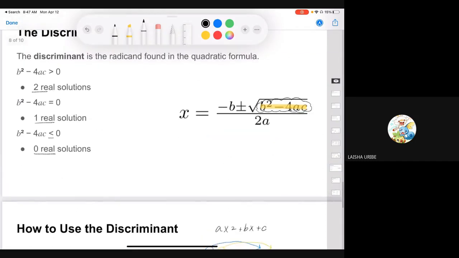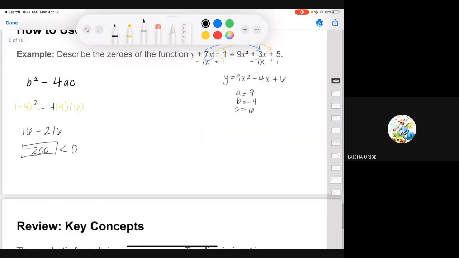What I'll see here is if my answer is less than 0, then I have 0 real solutions. So that means if I were to plug this into my quadratic formula, I would get no answer. So no solutions or 0 solutions.